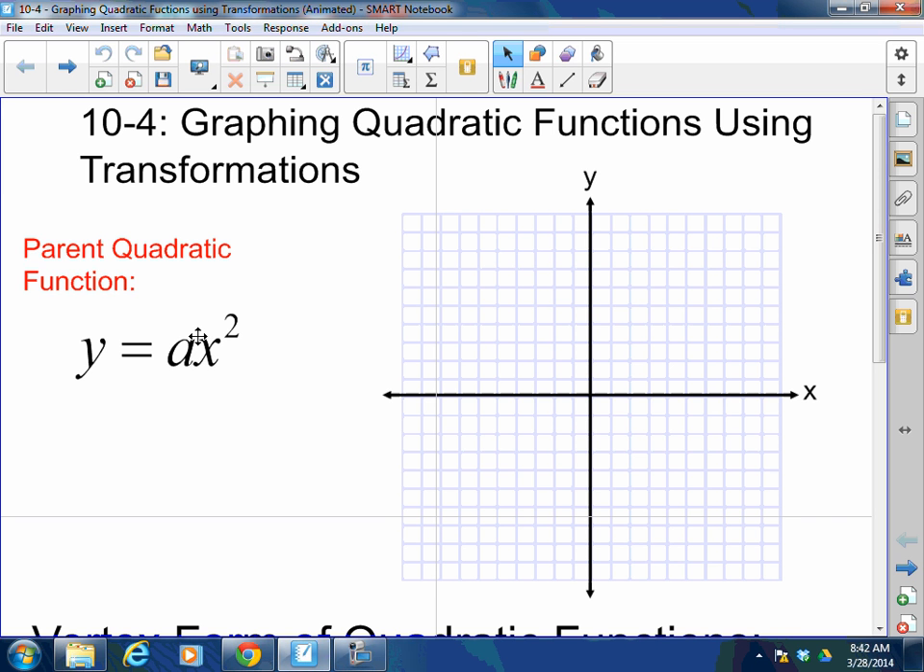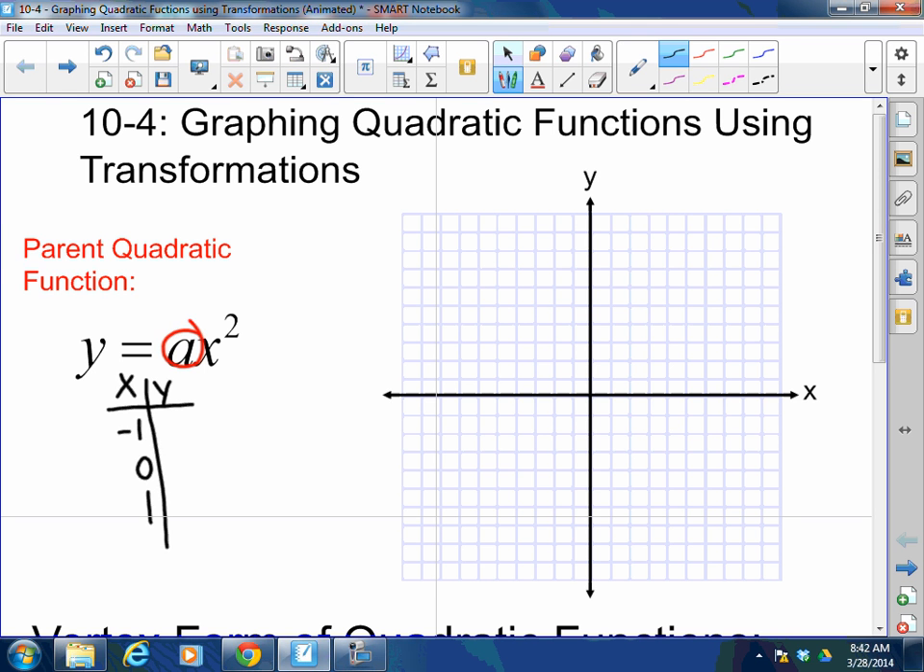Let's first understand, guys, that every parabola, every quadratic function, is a simple manipulation of the parent function y equals ax squared, a being the coefficient of x squared. I'm sorry, I just made a mistake on this video. The parent quadratic function is x squared. If I go ahead and graph this parent function, we could use a very simple table: -1, 0, 1. We're going to get 1, 0, 1. This is my parent quadratic function.